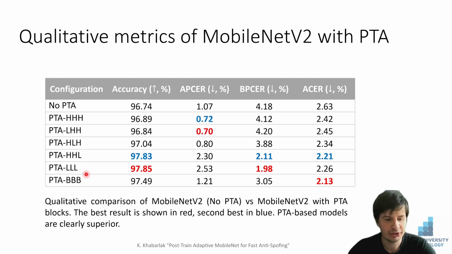Also, the lightest configuration turns out to be quite good. Accuracy and BPCER are the best with the lightest configuration. And also note that the both configuration, which was never used during training, is the best in average error rate. It is the best in ACER, while it was never sampled during training.